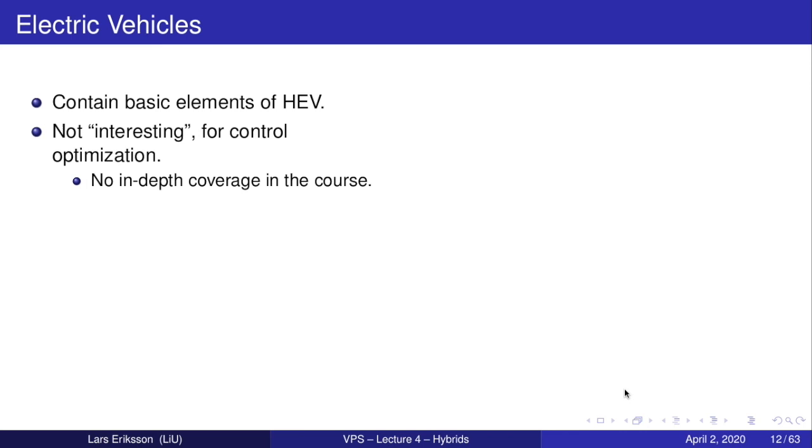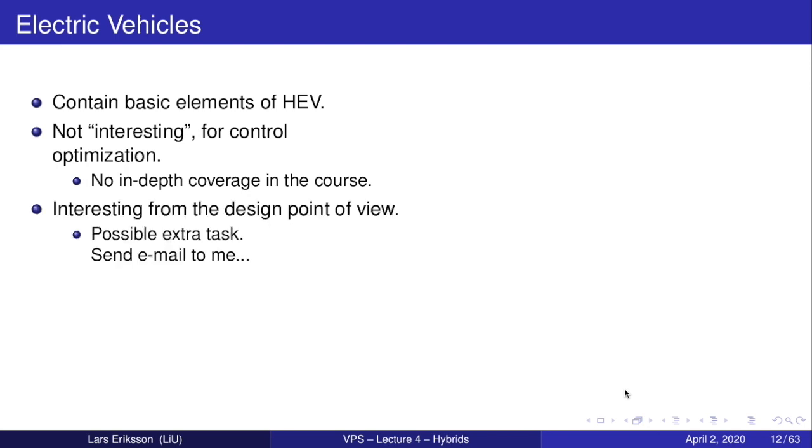Electric vehicles contain the basic elements of hybrid electric vehicles, but they are not interesting for control optimization that we will work with very much in this course, so we will not give it in-depth coverage in this course. They are of course interesting from a design point of view, and there's a possibility to do an extra task that is about dimensioning of an electric vehicle, selecting the battery for a certain range and selecting the electrical machine for a certain acceleration performance.